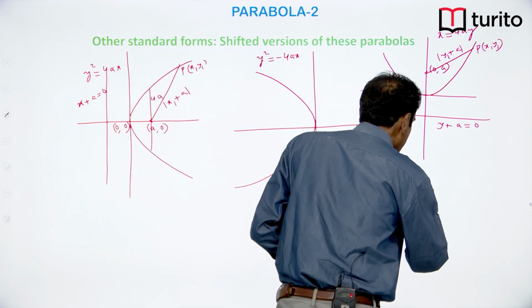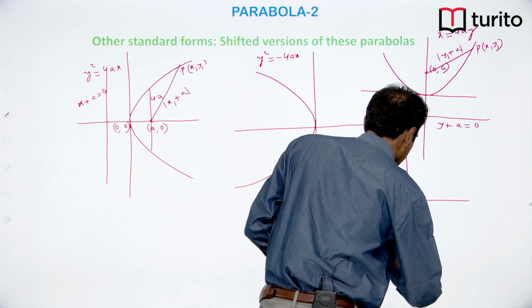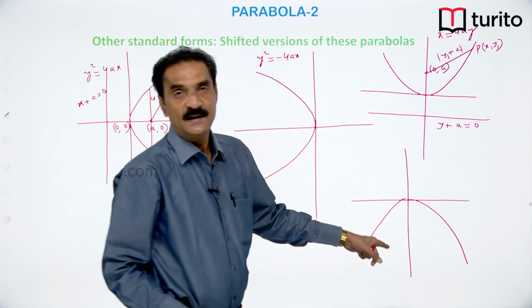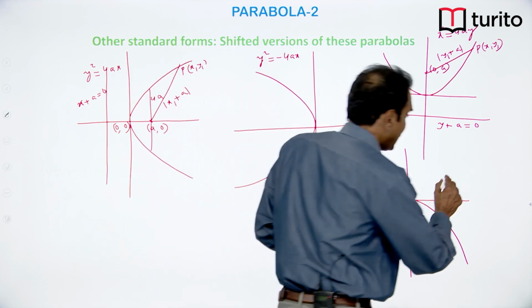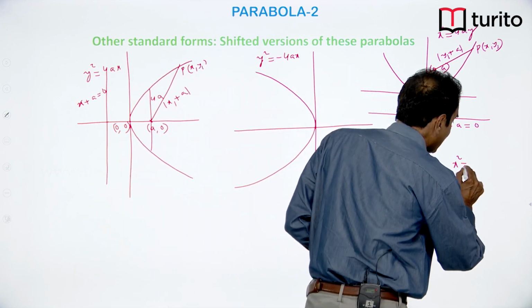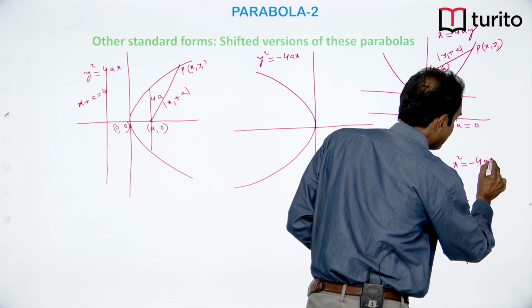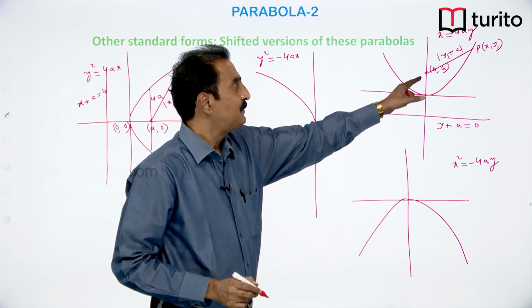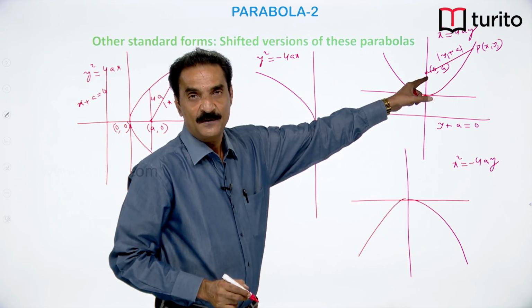And if the parabola is like this, then its equation is x square is equal to minus 4ay, and you will get all formulae of this parabola replacing a by minus a in the formulae of the above parabola.